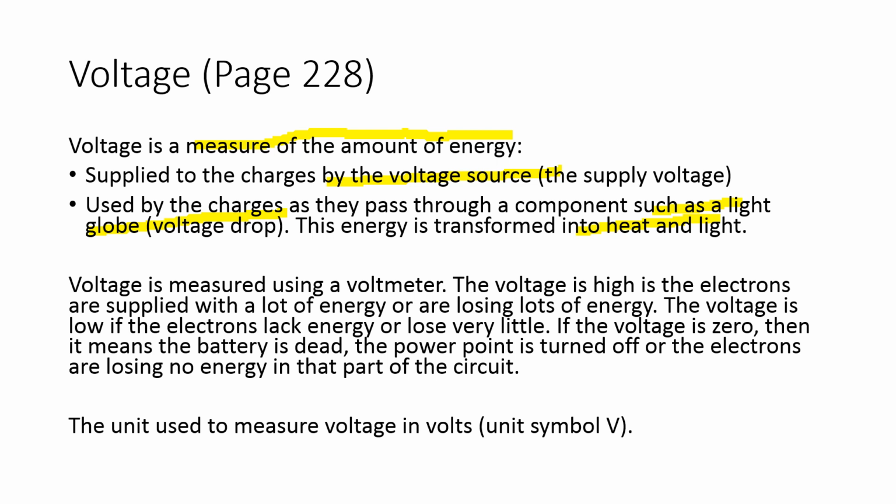Alright, the second paragraph says voltage is measured using a wattmeter. The voltage is high, so electrons are supplied with a lot of energy and are losing lots of energy. The voltage is low if the electrons lack energy or lose very little. If the voltage is 0, then it means the battery is dead and the power point is turned off.